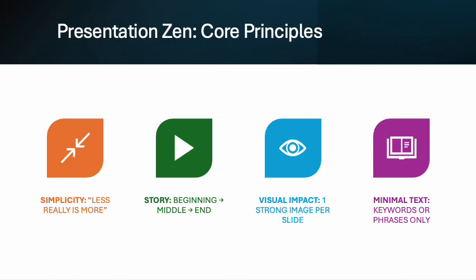Story is another one. Your presentation should have a beginning, a middle, and an end, a problem established, a solution developed, and a clear conclusion reached. Your audience should feel the arc of your argument, not just receive a list of facts. Another is visual impact. Aim for 1 strong, relevant image per slide rather than multiple decorative elements competing for attention. And finally, minimal text. Keywords and phrases only. Your slides are the outline, your voice is the essay.